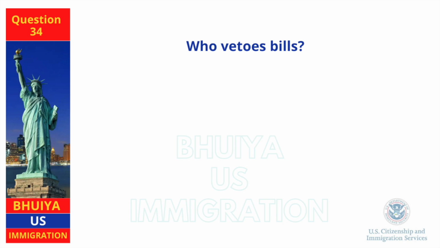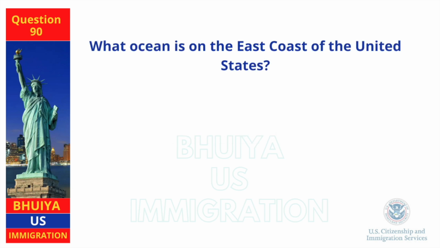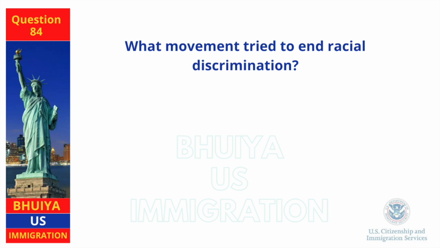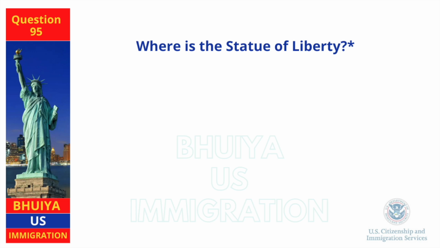Who vetoes bills? The president. What ocean is on the east coast of the United States? Atlantic Ocean. What movement tried to end racial discrimination? Civil rights movement. Where is the Statue of Liberty? New York Harbor.